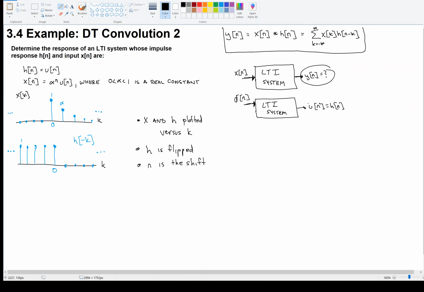Sum over k. So that really sums it all up there. So we've taken care of the first two things. Okay, so now the third point, n is the shift.